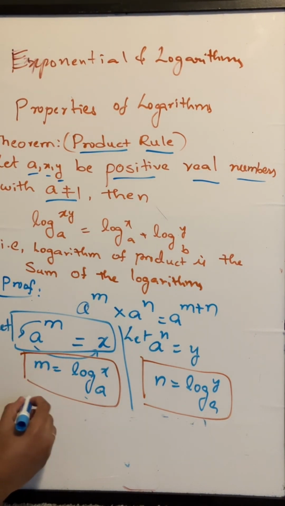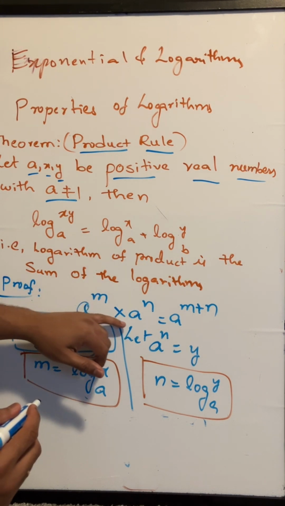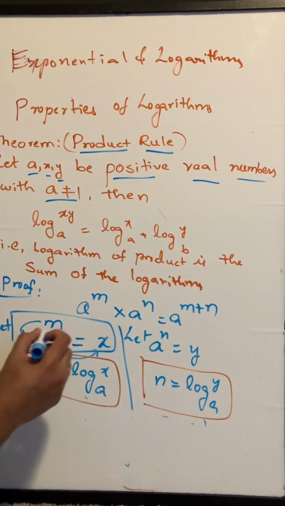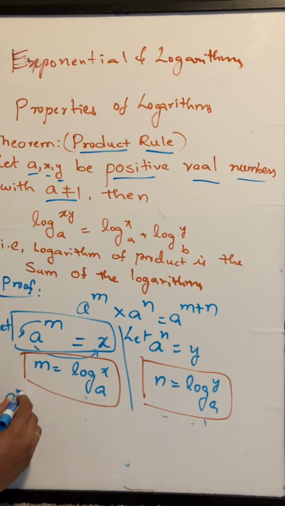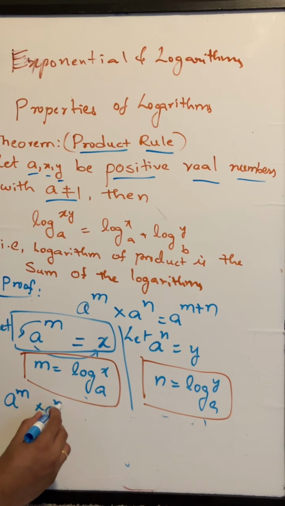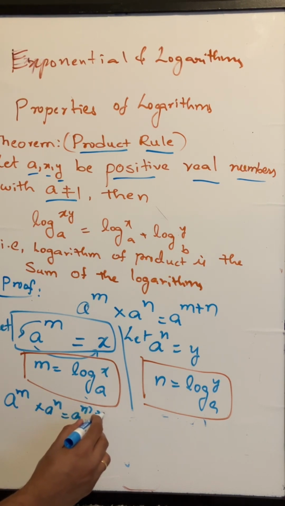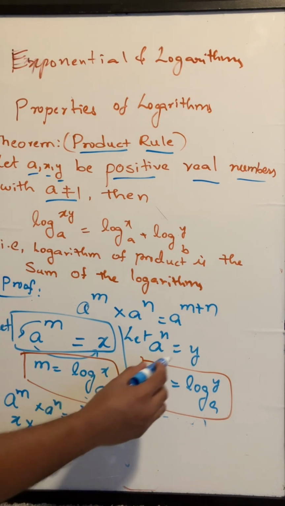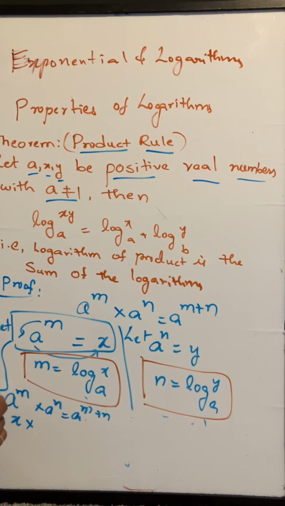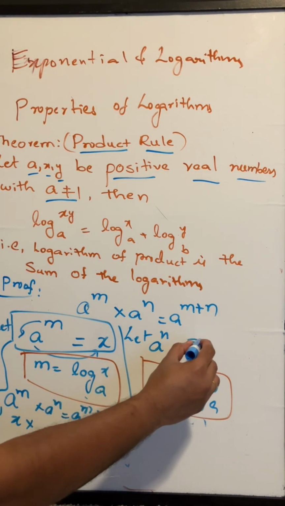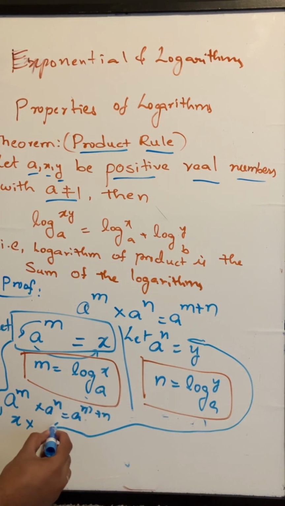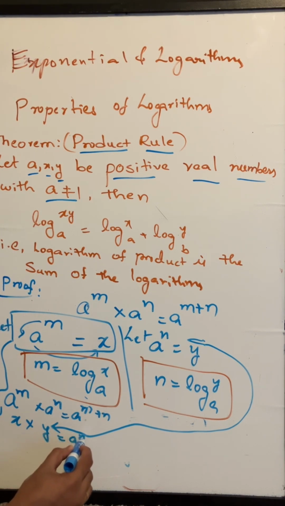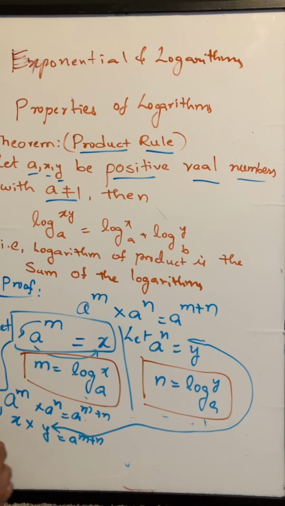So we already know that a to the power of m multiplied by a to the power of n equal to a to the power of m plus n. Let's write the same equation one more time. a to the power of m multiplied by a to the power of n equal to a to the power of m plus n. This is a fact. But we let a to the power of m equal to x, and a to the power of n equal to y. So we wrote it here. So this is nothing but xy equal to a to the power of m plus n.